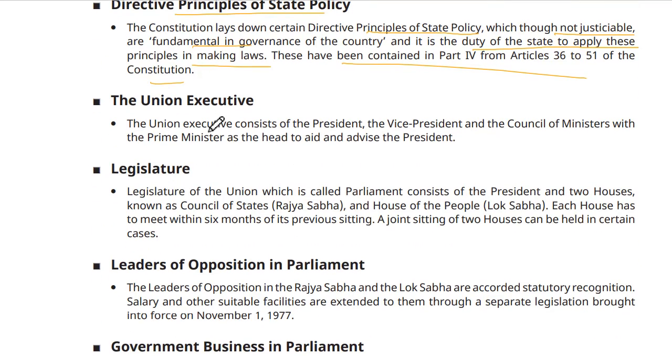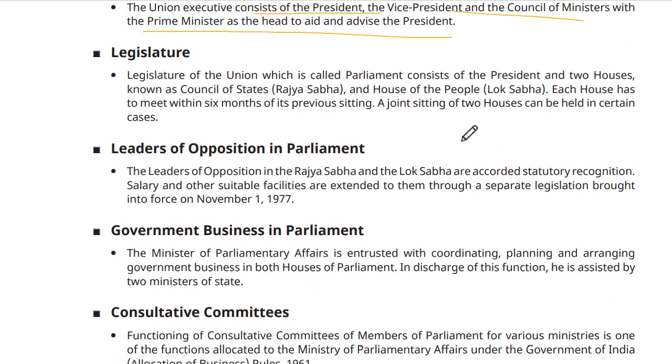The Union Executive. The Union Executive consists of the President, Vice President and Council of Ministers, with the Prime Minister as its head to aid and advise the President. The Legislature of the Union, which is called Parliament, consists of the President and the two Houses known as the Council of States, Rajya Sabha, and the House of the People, Lok Sabha.